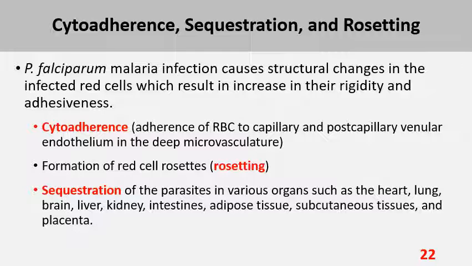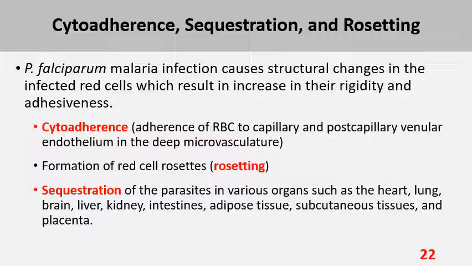Now, cytoadherence simply depicts the stickiness of the infected red cell to the wall of microvessels, and sequestration means the blockage of distal capillaries, thereby causing tissue hypoxia distant to that blockage. The rosetting formation simply connotes the setting around of a parasitized red cell, which attracts more parasitized red cells, increasing in size, thereby blocking the microvessels.